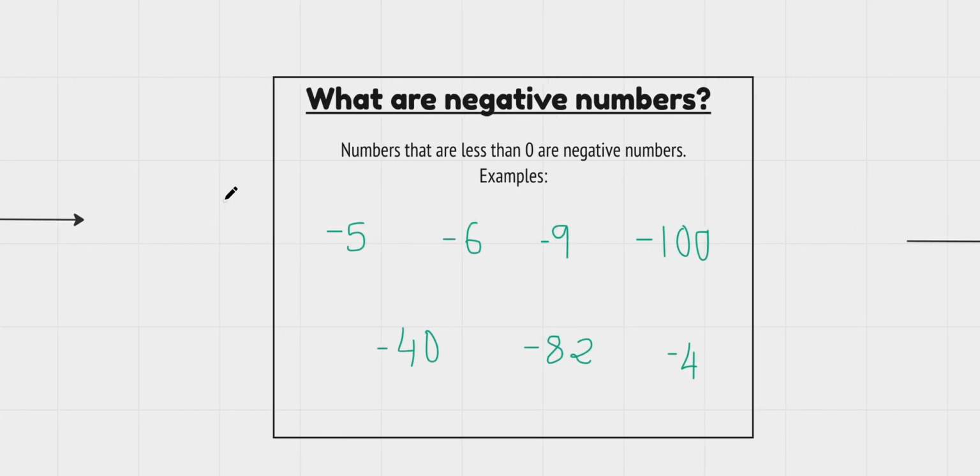So, what are negative numbers? All numbers that are less than 0 are negative numbers. For instance, -5, -6, -9, -100, -40, -82, and -4. And there are many more.